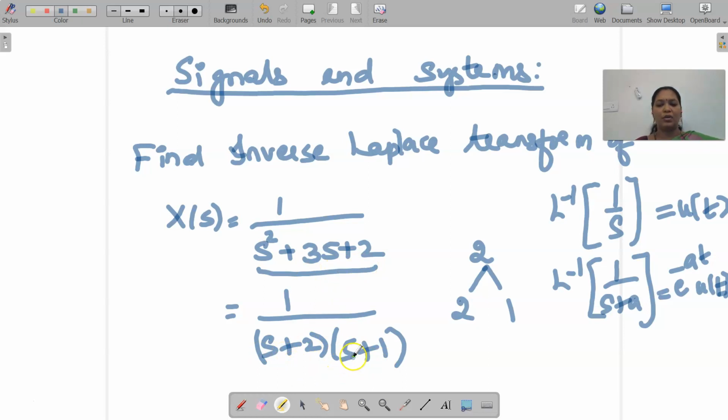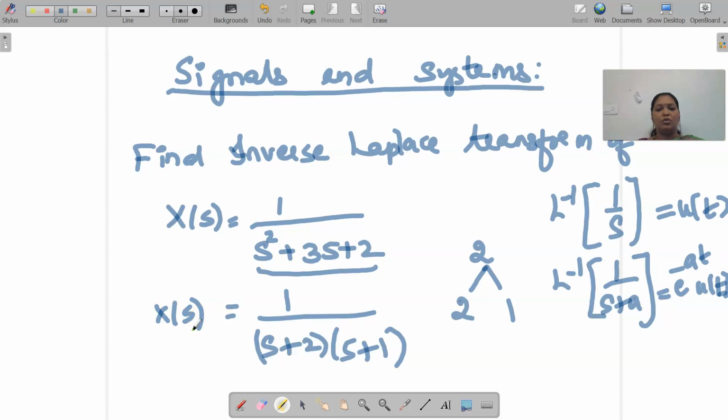You can cross verify. s into s is s square, 2s plus s is 3s, and again 2 into 1 is 2. So if you have a term like this, the third value, that is the constant value, you have to take as 2. When you multiply, I should get 2. When you add these two terms, I should get the coefficient of s. Here it is 3, so 2 plus 1 is 3. So this is X(s).